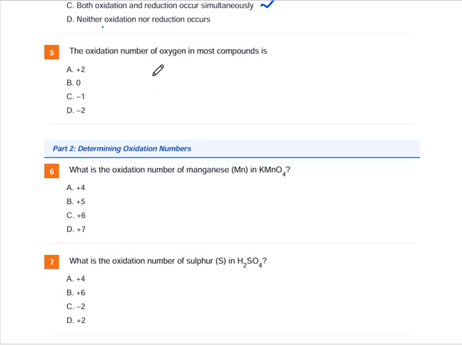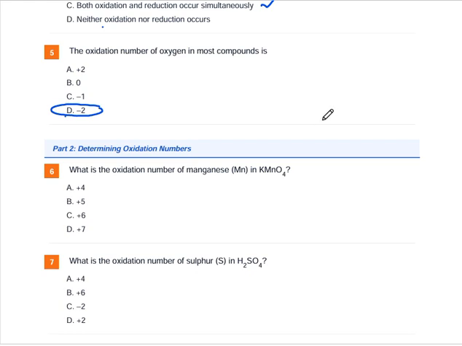So that leads us to number 5. The oxidation number of oxygen in most compounds is A plus 2, B 0, C minus 1, D minus 2. The answer is minus 2, that's negative 2, D. And that's because oxygen is a group 6 element. In summary, group 1 is plus 1, group 2 plus 2, group 3 plus 3, group 4 is plus 2 or plus 4, group 5 is minus 3, group 6 minus 2, group 7 minus 1, and so on.